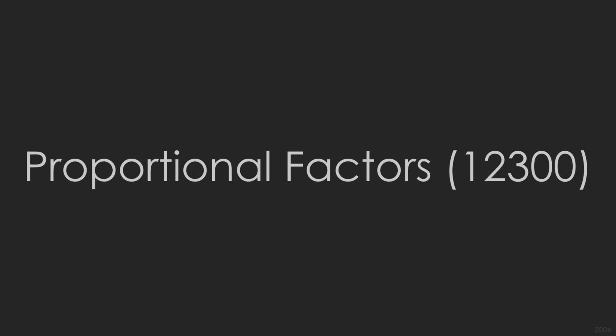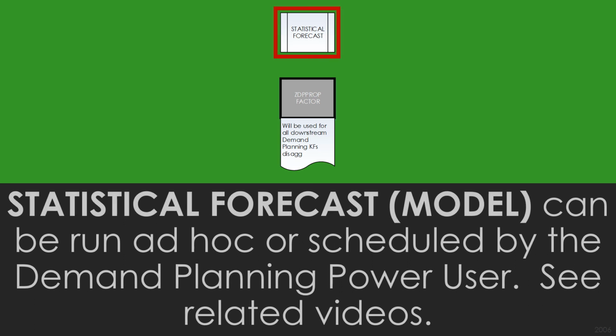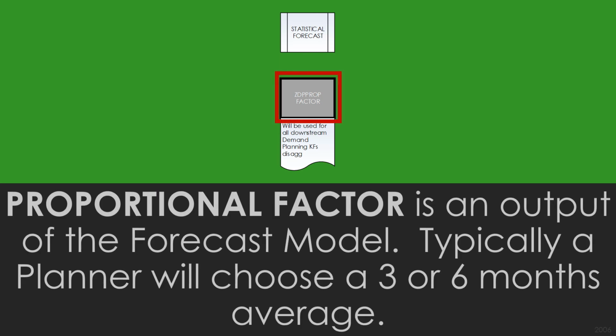Proportional factors. Statistical forecast model can be run ad hoc or scheduled by the demand planning power user. See related videos. Proportional factor is an output of the forecast model. Typically, a planner will choose a 3 or 6 months average.